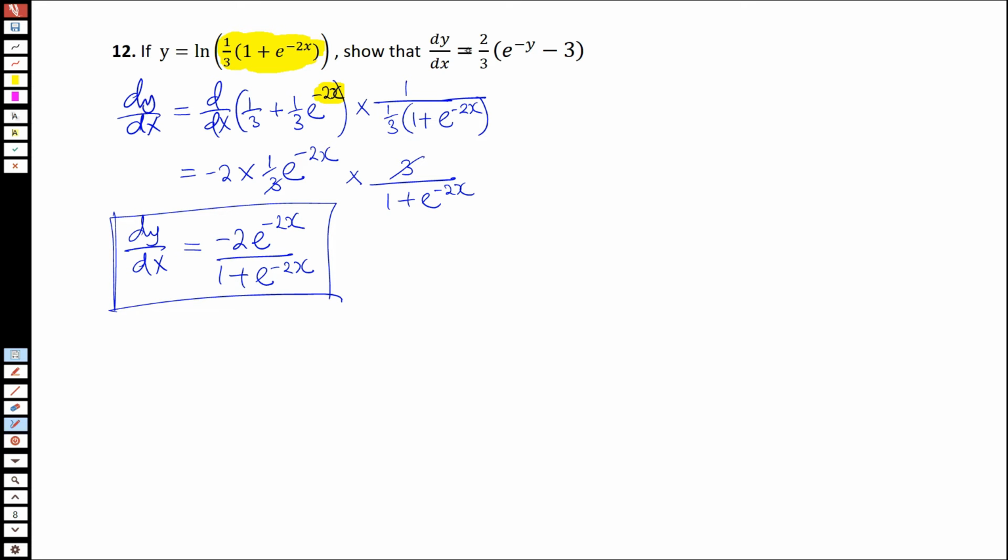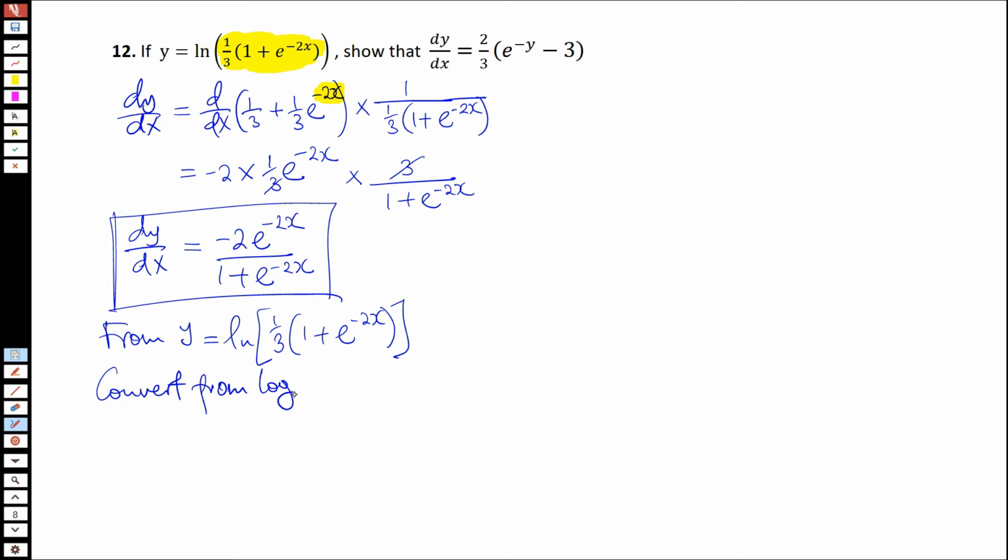But now what we want to do is to proceed and show that this derivative can be written in terms of y. So from the original function, y is equal to ln of a third into 1 plus e to the power negative 2x. This is basically the original function. Let's convert from log form to exponential form.